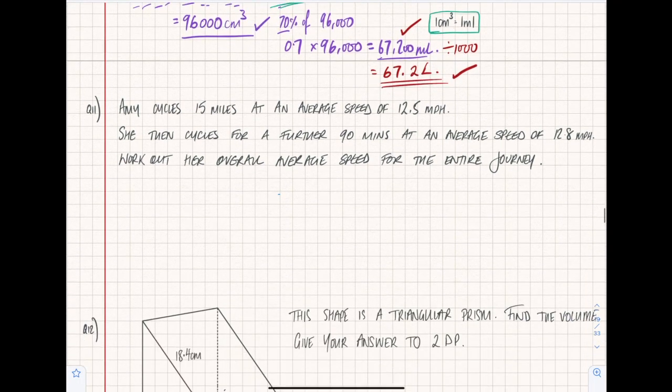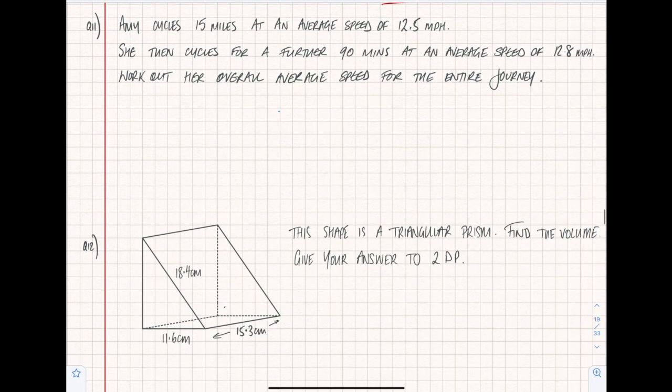Okay, so moving on now to question 11, we've got a bit of a speed, distance, time question, because I can see here that is my distance. I can see here I've got speed. So therefore, the first thing I'm going to do is write speed, distance, time. Make sure you get it the right way round, and make sure you've got distance at the top, speed and time at the bottom.